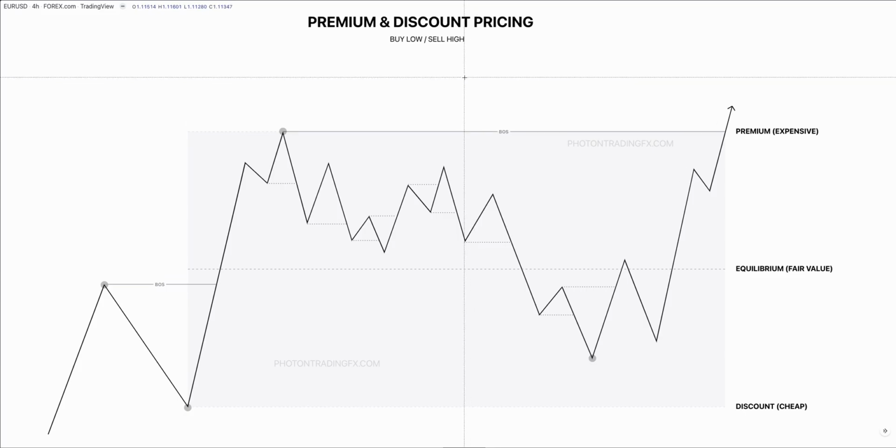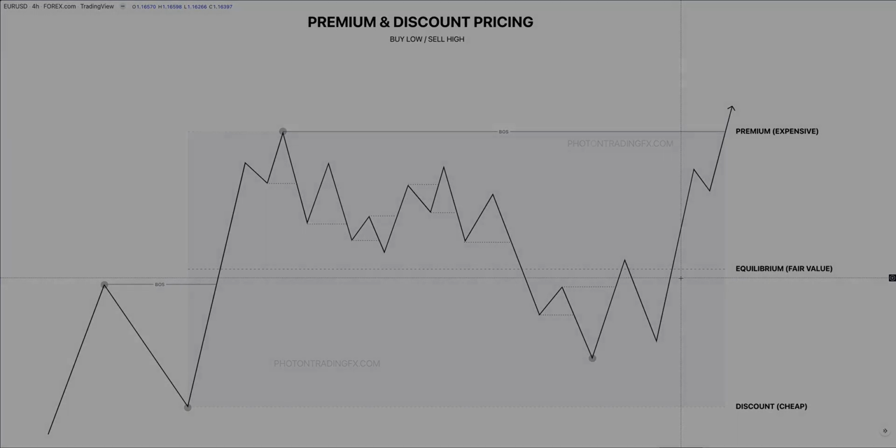So, reasonably simple tool. You can obviously use it in more complex scenarios like I just spoke about there at the end. But essentially what we want to be doing is buying low and selling high for the most part. And this is one tool that can help you to do that. So let's take a look at some examples on the charts.